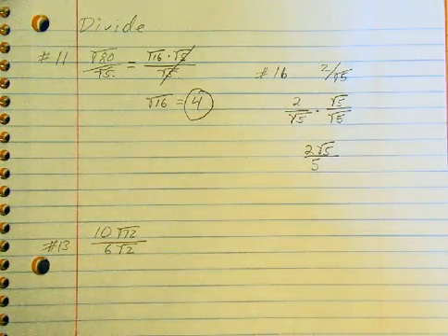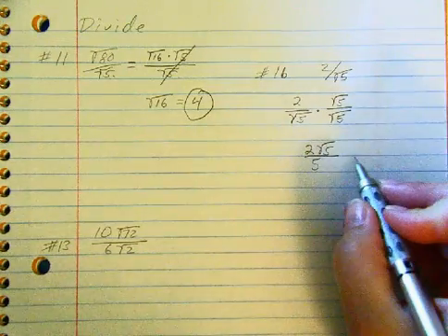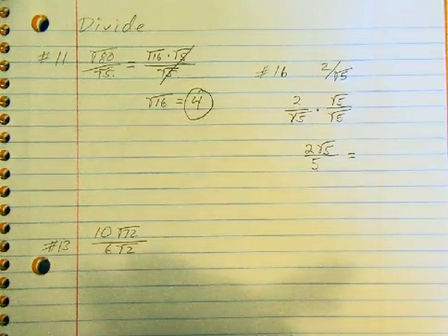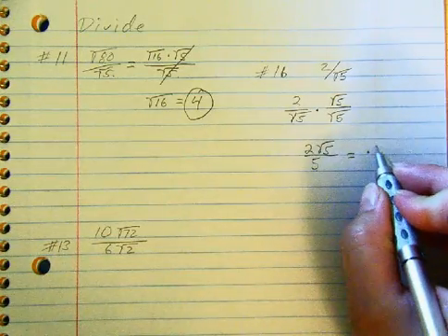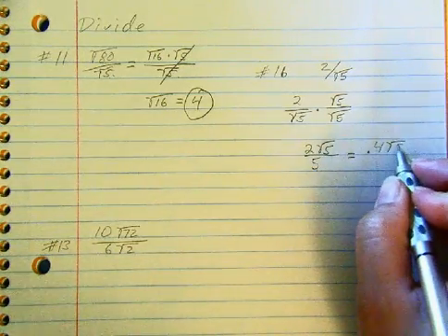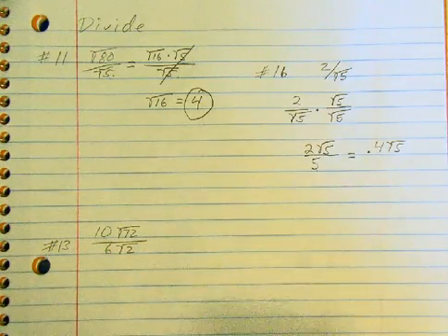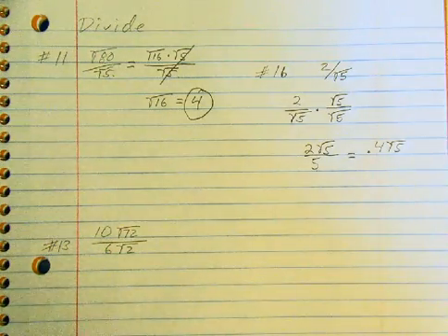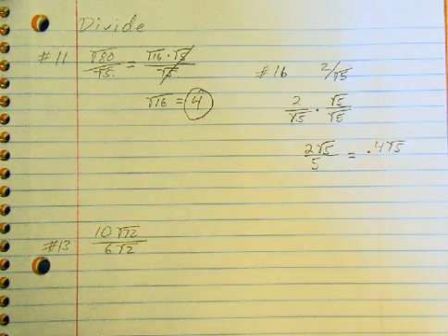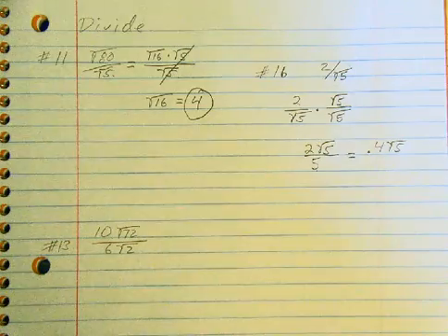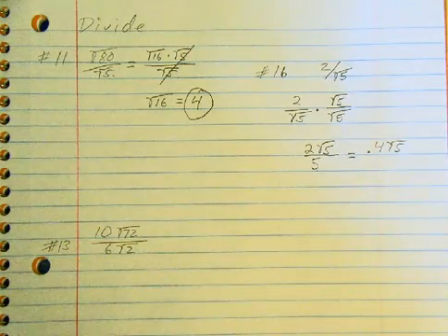Okay, you can leave it this way or you can change it to a decimal. So 2 over 5 would be 0.4 square root of 5. But please don't think that you need to change that to a decimal. You are fine leaving it as 2 square root of 5 over 5. Okay? All right, so those are the 2 different ways to go about dividing with our radicals.